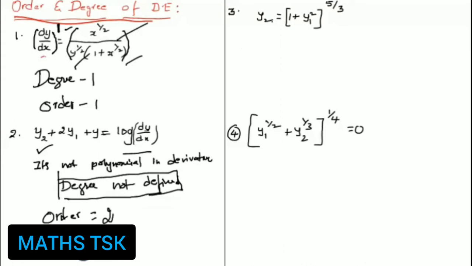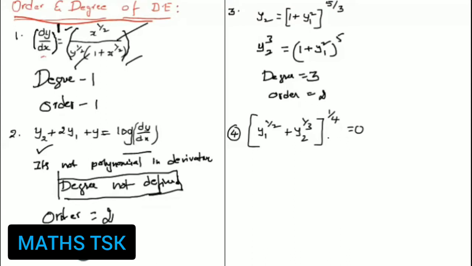Okay. Third one. There is the derivative dy by dx whole square. Power is 5 by 3. Reduce the power. So y2 to the power of 3, cubing on both sides, we get 1 plus y1 square whole to the power of 5. Is there any possibility of decreasing the derivative powers? No. So I can conclude that the highest order derivative is 2, and its power is 3. So degree is equal to 3. Order is equal to the highest order derivative, which is 2.